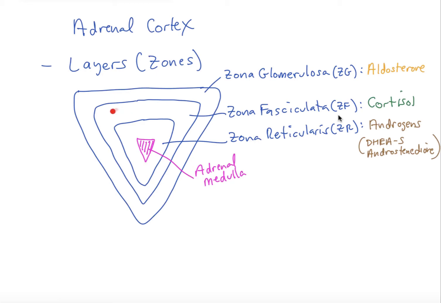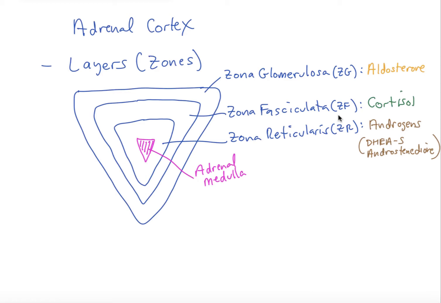The next zone inside is the zona fasciculata, or ZF, and we're just going to say it mostly makes cortisol. Although there is overlap, it does make cortisol and androgens, but for simplicity's sake, we're just separating it and saying it's just cortisol here in the ZF. And then the inner layer of the adrenal cortex is the zona reticularis, or ZR, and we'll say that primarily makes adrenal androgens such as DHEA and DHEA sulfate and androstenedione. Both of these zones probably make a mix of both though.